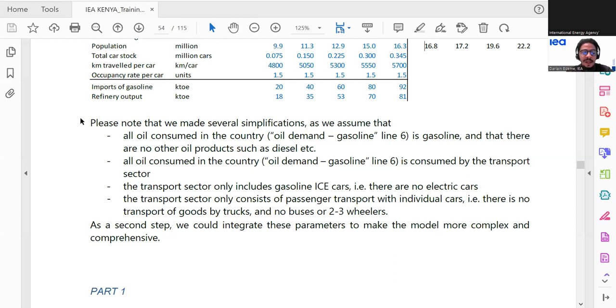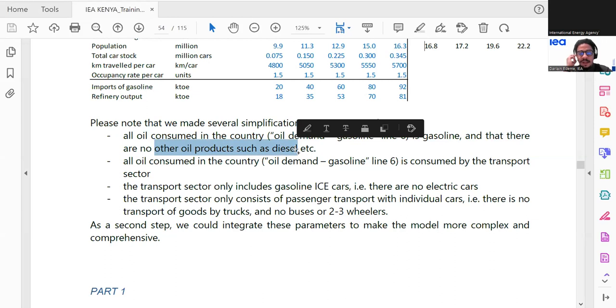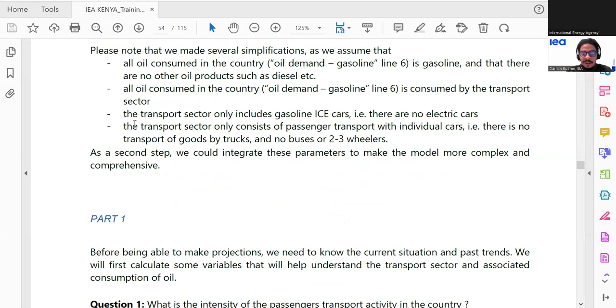But in this case, we will assume that all the oil consumed in the country is gasoline. So we are not taking into account other oil products, such as diesel. And all the oil consumed in the country is consumed by the transport sector. This is again an assumption, for the sake of simplicity of this exercise. Other assumptions: no electric cars, no buses, no three-wheelers, just individual cars. We don't have trucks, we don't have buses. Again, this is a simplified version.